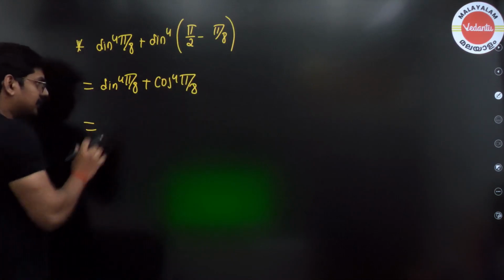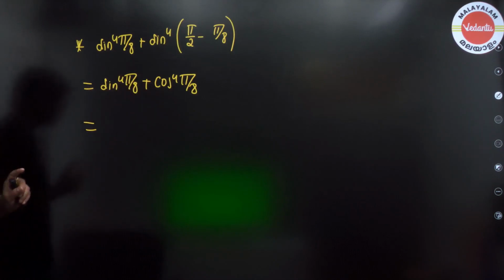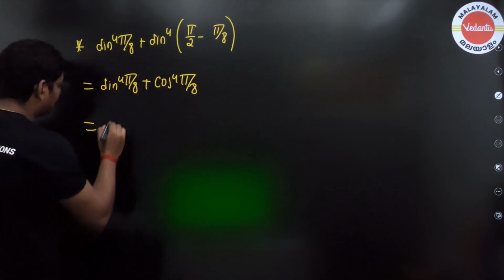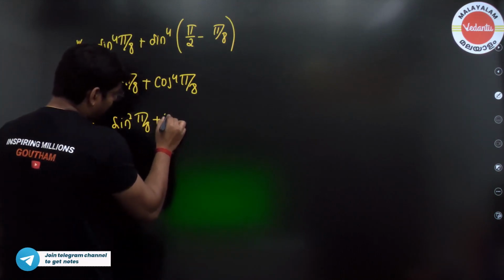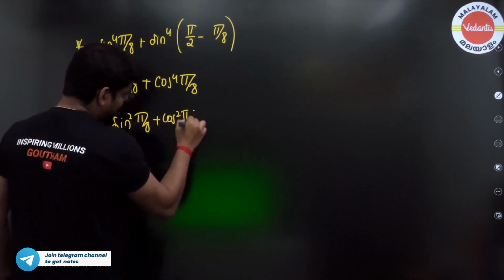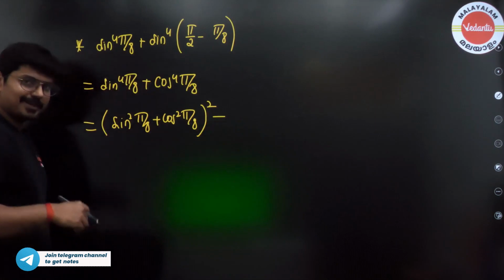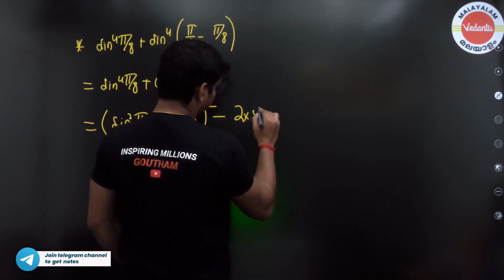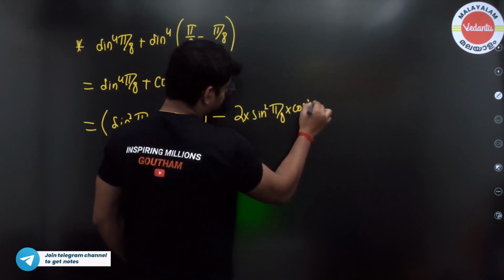Now if you observe this one, this is of the format a raised to 4 plus b raised to 4. And what is a raised to 4 plus b raised to 4? A square plus b square whole square minus 2 a square b square. So I can write it as sine square pi by 8 plus cos square pi by 8, whole square, minus 2 sine square pi by 8 into cos square pi by 8.